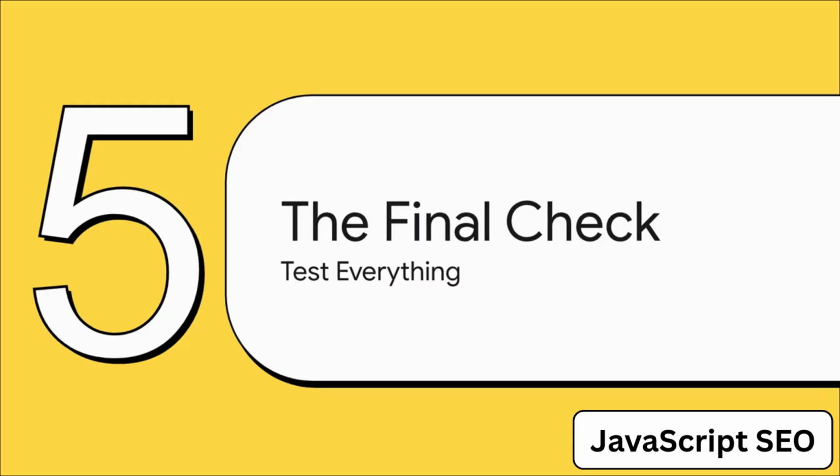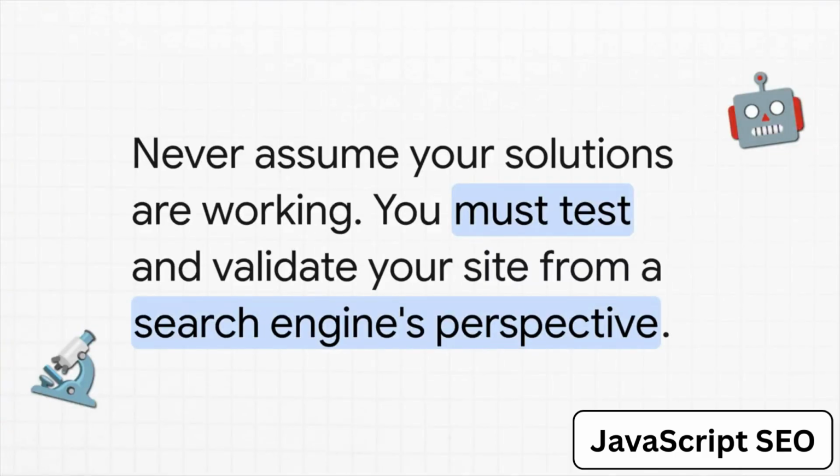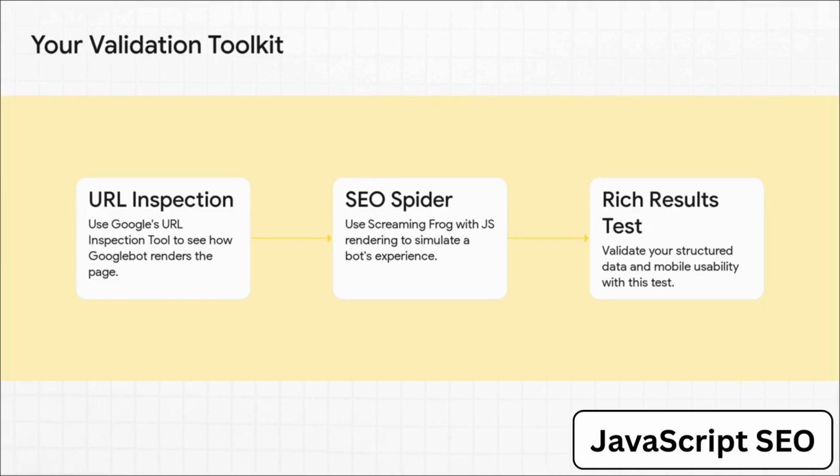So you've done all the work. You've implemented server-side rendering, you've managed your crawl budget, you're finished, right? No, not quite. Now comes what might be the most important step of all. This is maybe the most important rule in all of technical SEO. Never, ever assume. Implementation is only half the battle. You have to verify. You need to step into the shoes of a search engine crawler and see your site exactly as it does. And here is your essential toolkit for doing just that.